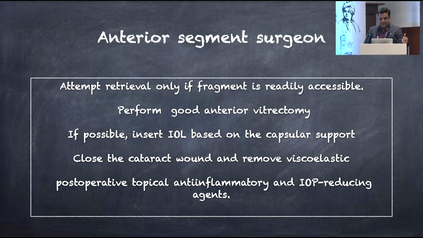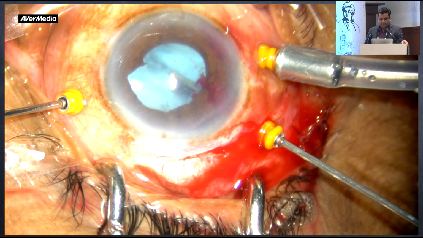What should an anterior segment surgeon do? If retrieval is possible and it is readily accessible, fine, but don't try to fish it out. Perform a good vitrectomy as much as possible. Avoid inserting a lens if possible, and if inserting, choose the lens based on the capsular support available.